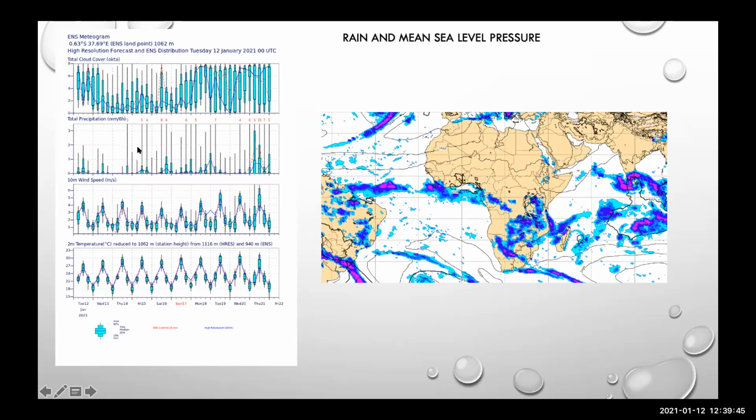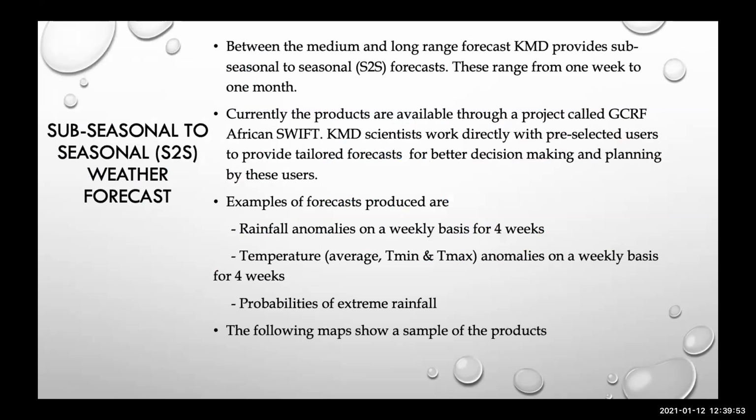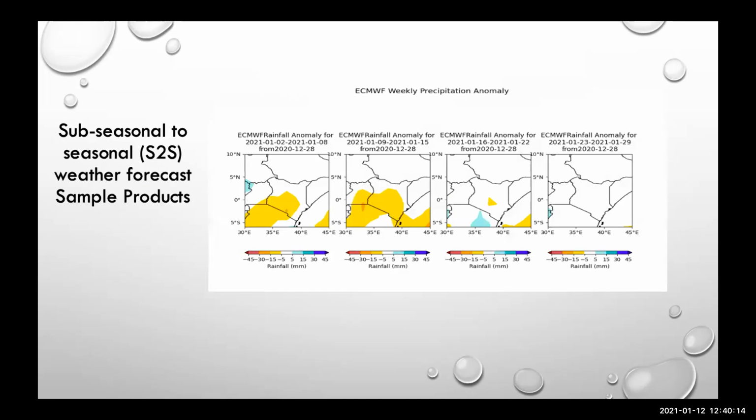I think everybody may have listened to that. Quite helpful. Like Hussein, our colleague from ICPAC, said, KMD has the sub-seasonal to seasonal products, and we use a lot of that. Through the SWIFT program, we are able to access some products. These are the ones that we especially used during the January forecast.